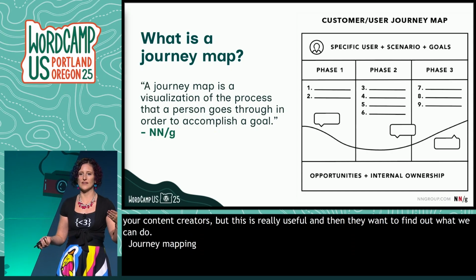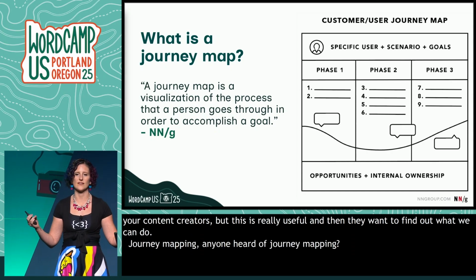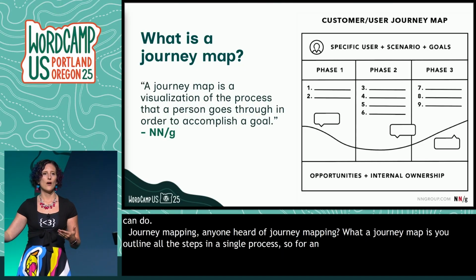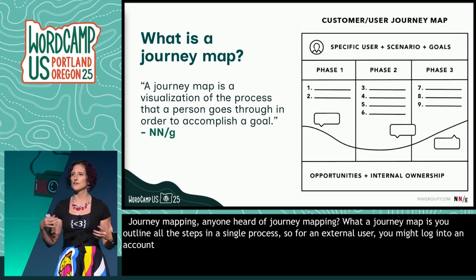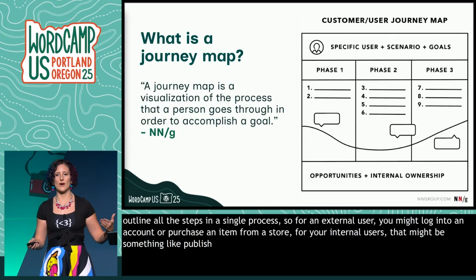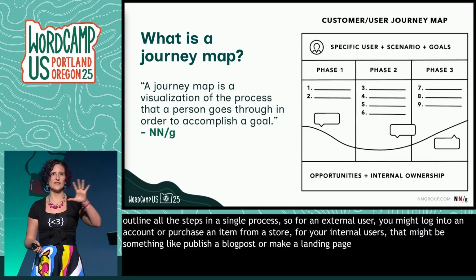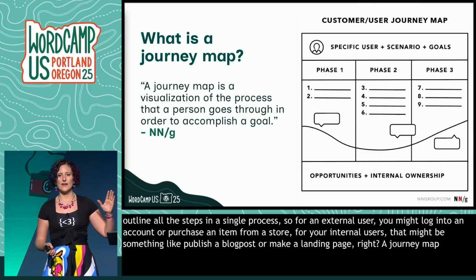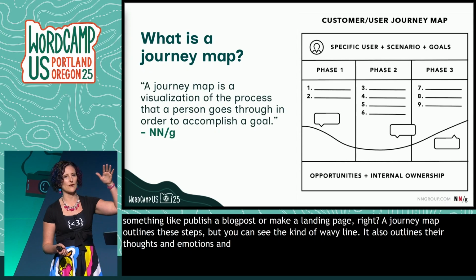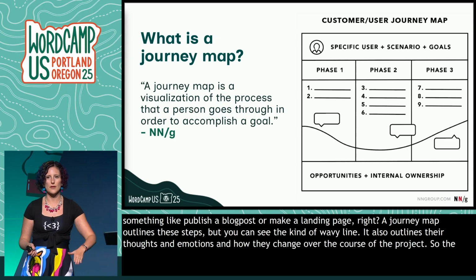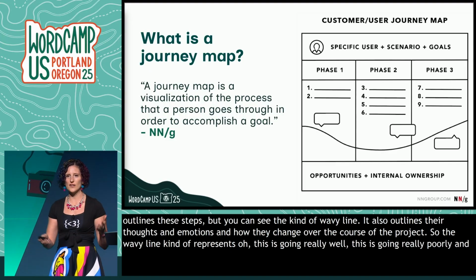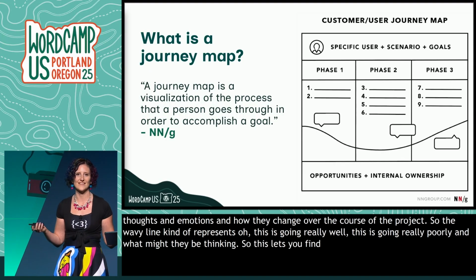A journey map outlines all the steps in a single process. For an external user, that might be logging into your account, purchasing an item from a store, or finding and filling out a form. For your internal users, that might be something like publishing a blog post or making a landing page. A journey map outlines these steps, but you can see the wavy line. It also outlines their thoughts and emotions and how they change over the course of the project. The wavy line represents this is going really well, oh, this is going really poorly, and then what they might be thinking. So this lets you find opportunities to increase their satisfaction and their delight.